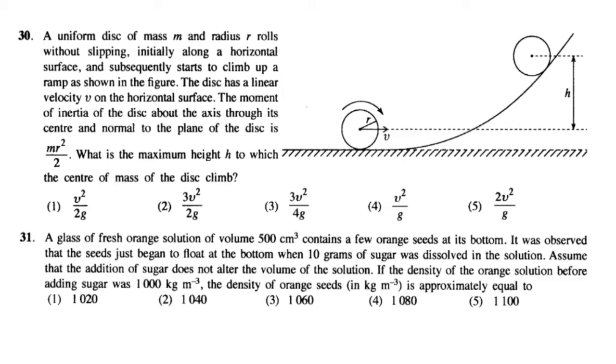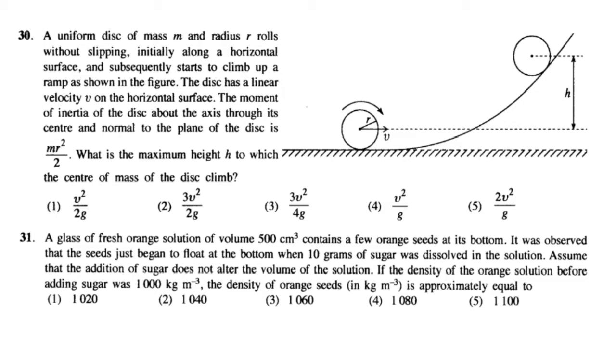And it climbs up until it loses its kinetic energy and it gains potential energy mgh. So equate the loss of kinetic energy to the gain of potential energy. That is mv squared over 4 plus half mv squared equals mgh. By that you get gh equals 3v squared over 4. So h is 3v squared over 4g.